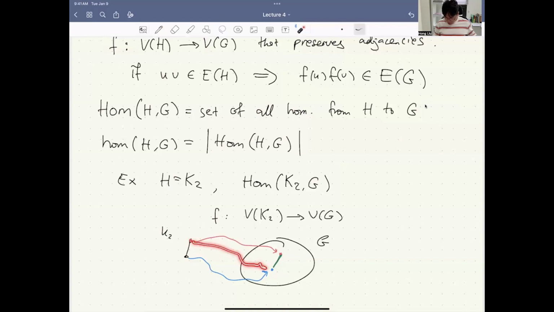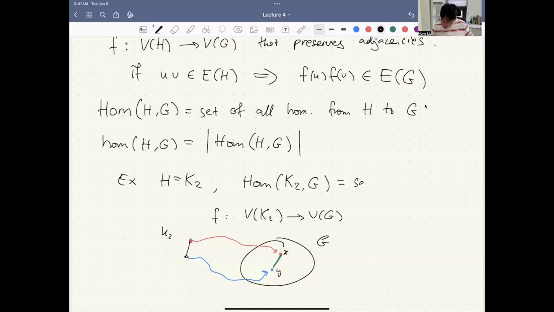Look, this guy can also map here. This guy can also map here. That means for every edge of G, it corresponds to two mappings F where the adjacency is preserved. So the set of homomorphisms from K2 to G are exactly the set of labeled edges in G. So XY and YX are both elements in this Hom of K2 to G.